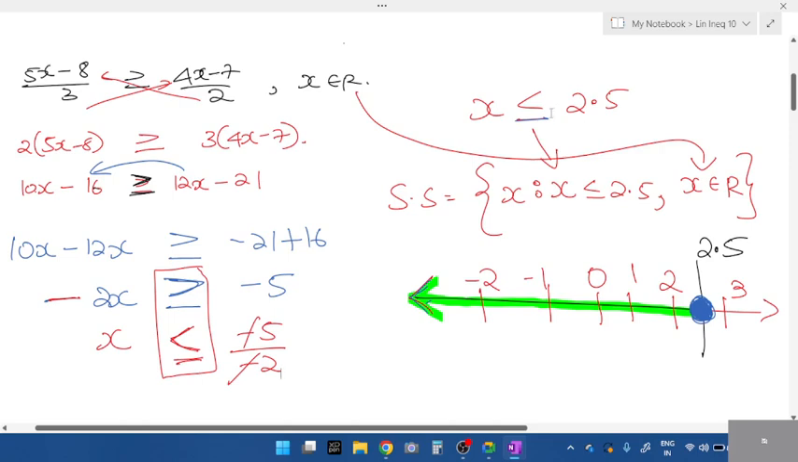Just because less than or equal to was given, I've taken 2.5. If it was just less than 2.5, we should start from 2: 2, 1, 0. The arrow is traveling towards the left hand side. All of you completed? Done?